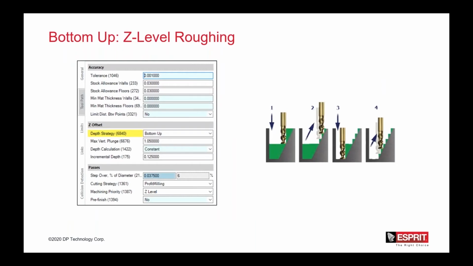Okay, bottom up roughing, again, it's just an option within the cycle itself. And here's just kind of an illustration on what's happening. So it comes down full depth, takes as much material as it can, and then steps its way up based on a defined incremental depth, which would be here. And then it would go down again to a full depth of cut, mill out as much as it can, and then work its way up.